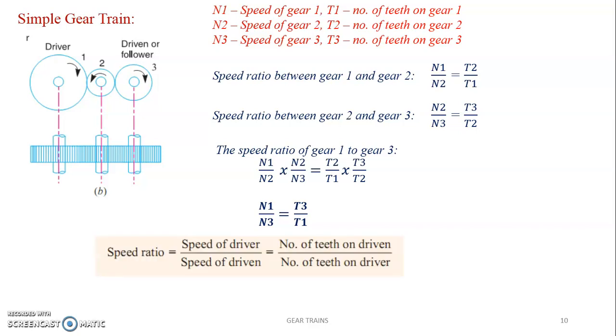So in the case of a simple gear train, the speed ratio, which is the speed of the driver to the speed of the driven, is equal to the number of teeth on the driven to the number of teeth on the driver. It doesn't matter how many idle gears are there in between. You can directly use this expression: the number of teeth on the driven divided by the number of teeth on the driver will always give you the speed ratio. We will continue in the next video.